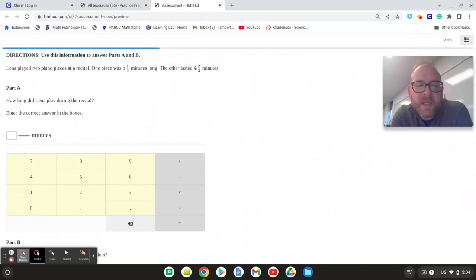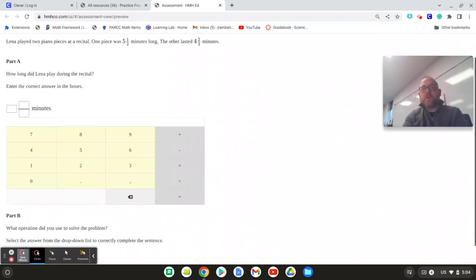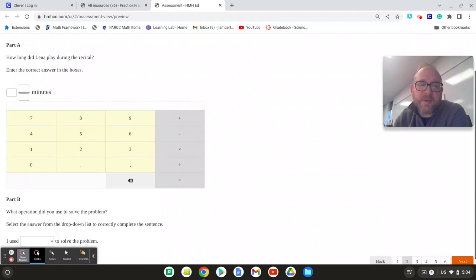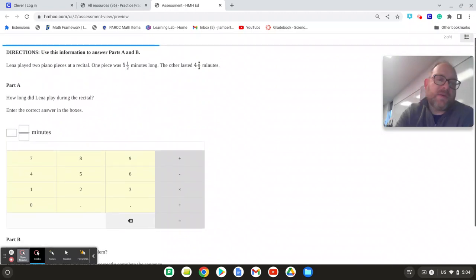Number 2. Lena played piano pieces at a recital. One piece was 5.5 minutes long. The other lasted 4 2/3 minutes. How long did Lena play during the recital? So enter the correct answers in the boxes. And then we want to know what operation we use to solve the problems. Let's go ahead and do that first because that's going to make things pretty difficult if we can't figure out what we need to do first.